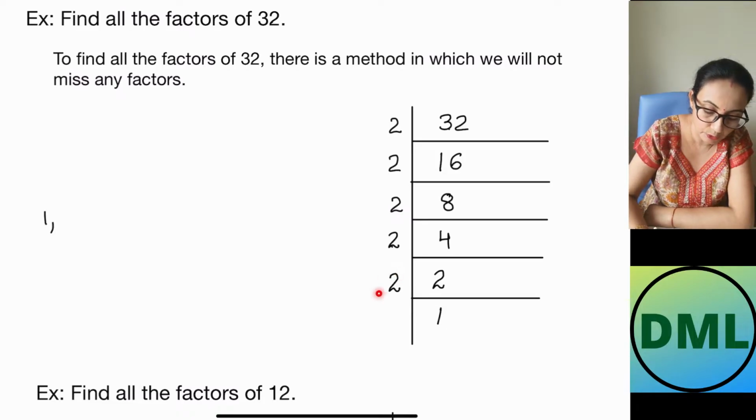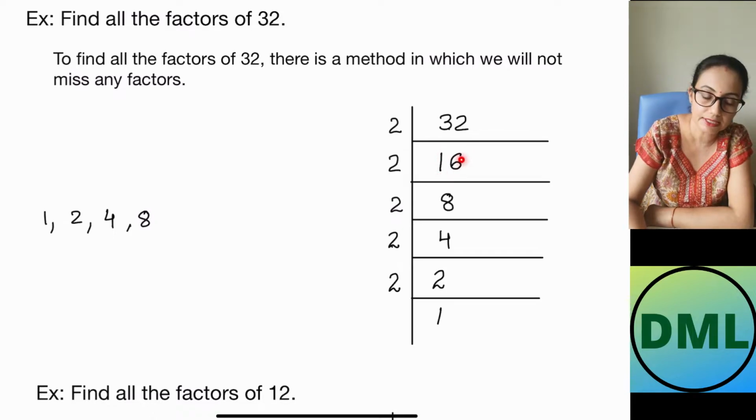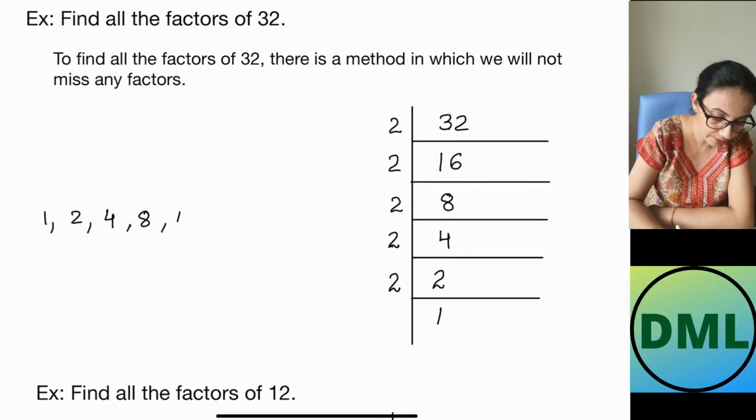Then it will be 2. Let's write down 2 here. Then it will be 4. Let's write down 4 here. Then it will be 8. Let's write down 8. After that it will be 16. Let's write down 16. And the number itself, which is 32. So I will write down 32.